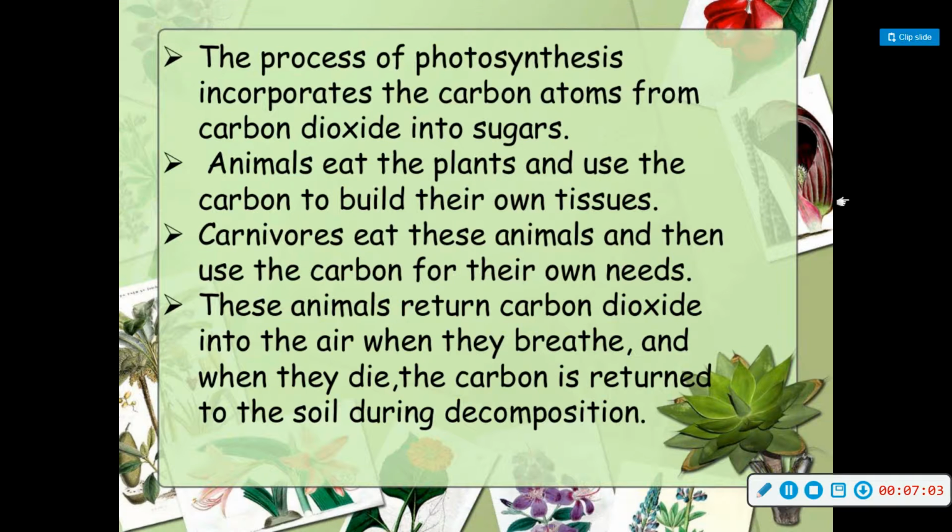So the process of photosynthesis incorporates the carbon atoms from carbon dioxide into sugars. Animals eat the plants and use the carbon to build their own tissues. Carnivores eat these animals and then use the carbon for their own needs. These animals return carbon dioxide into the air when they breathe, and when they die, the carbon is returned to the soil during decomposition. So you're not necessarily going to take the carbon that you ate and return it to the atmosphere through breathing.